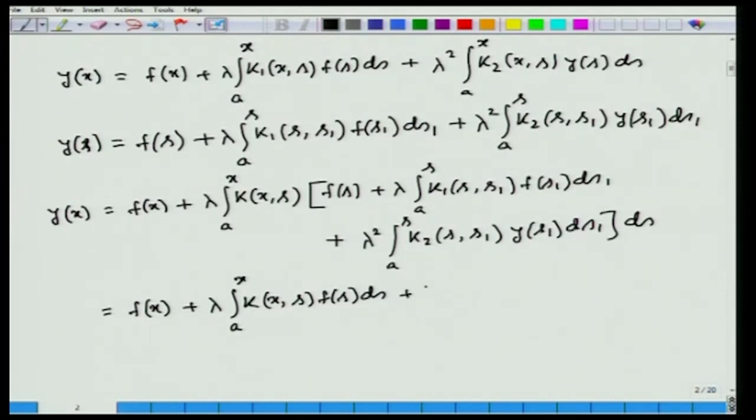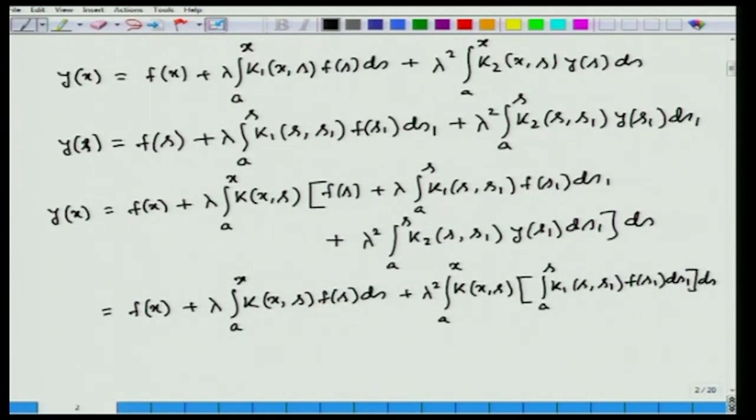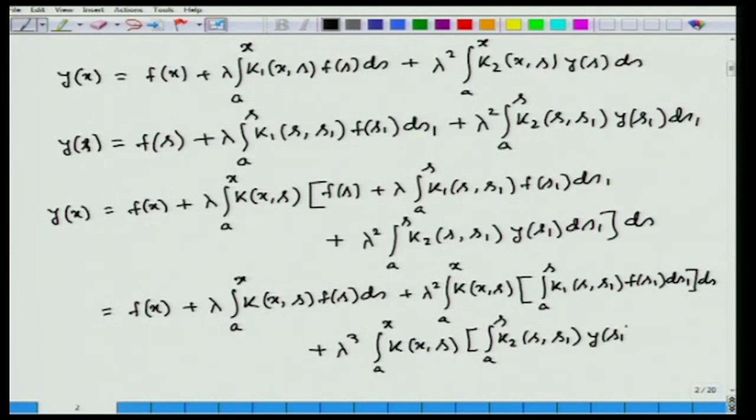Then the second term will be plus lambda squared integral a to x of k(x, s), combined with integral a to s of k_1(s, s_1) f(s_1) ds_1 ds, plus lambda cubed integral a to x of k(x, s) and then integral a to s of k_2(s, s_1) f(s_1) ds_1 ds.